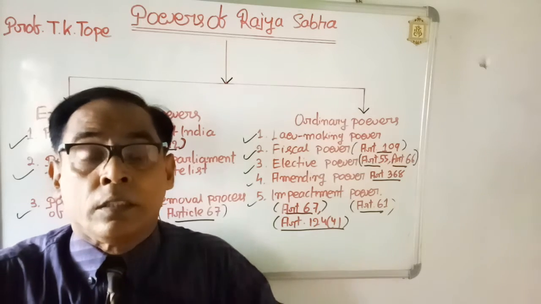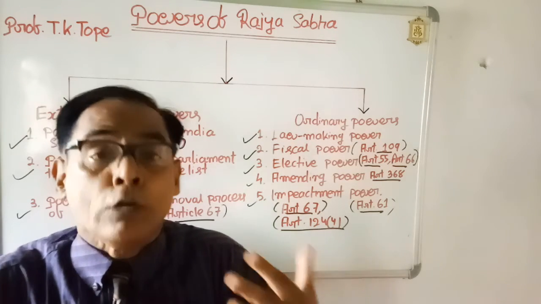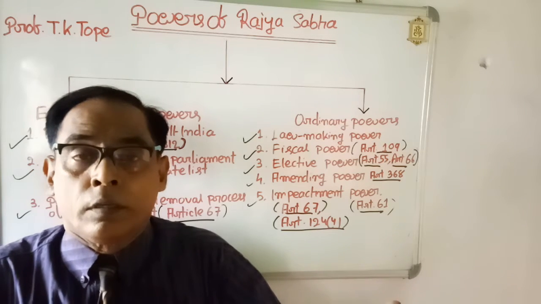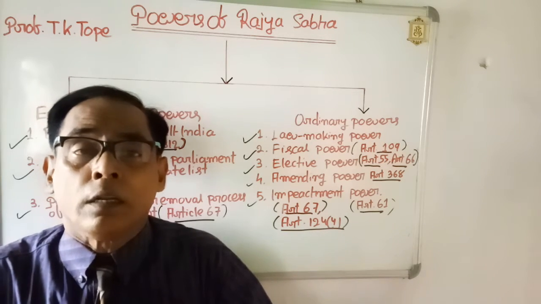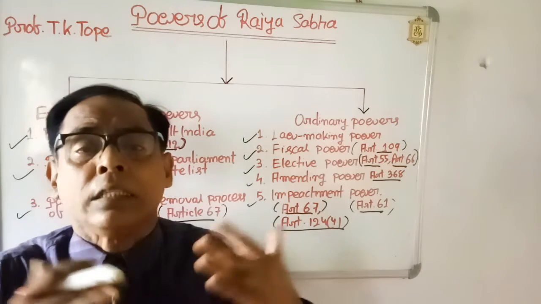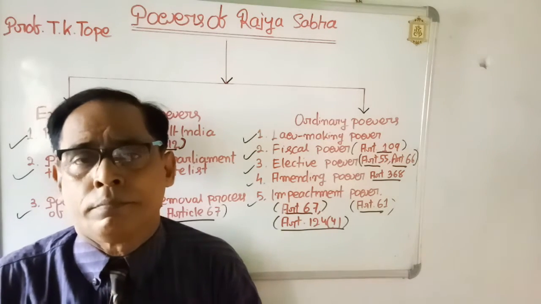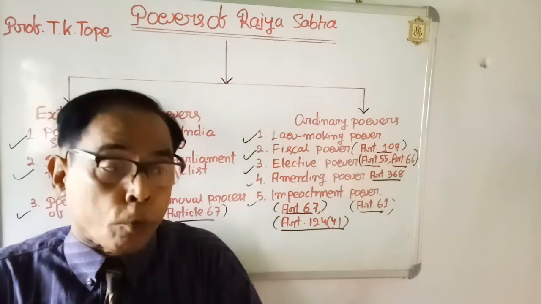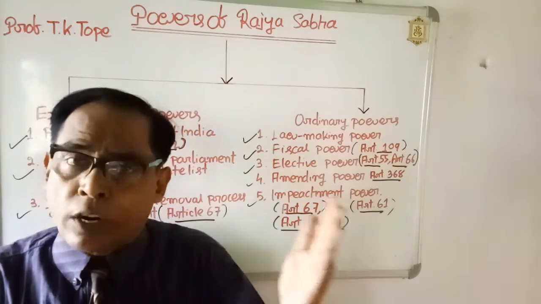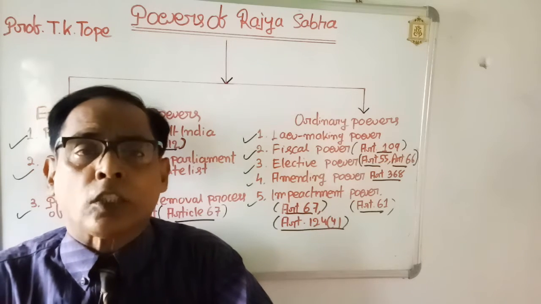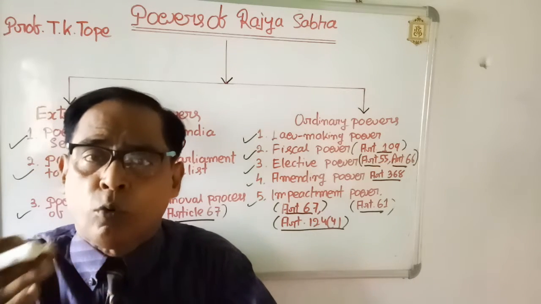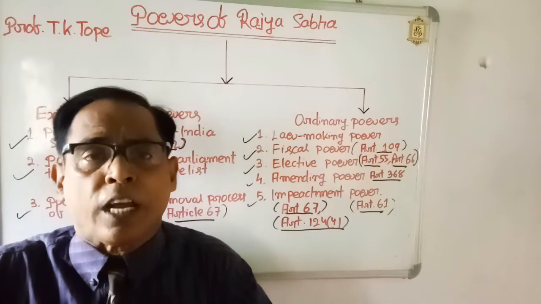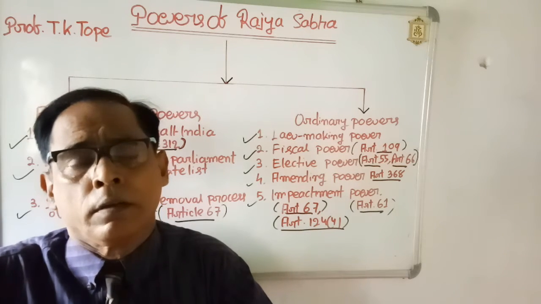It means whenever a new law has to be made, the proposal can come from either house of Parliament. For example, the proposal can come from Rajya Sabha. Once Rajya Sabha approves it, it will be referred to Lok Sabha, and if Lok Sabha approves it, it will be referred to the President for signature.